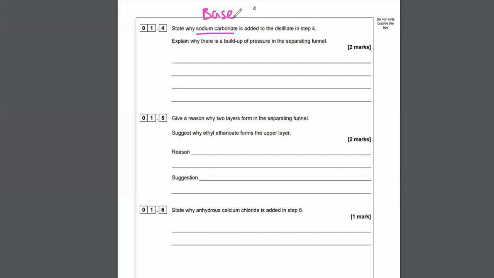We can also use the sodium carbonate to get rid of the sulfuric acid. So the idea here is to neutralize either sulfuric acid, that was our catalyst, or ethanoic acid excess. So we might have ethanoic acid in excess. We want it to neutralize. Now, why would this cause a buildup of pressure in the separating funnel?